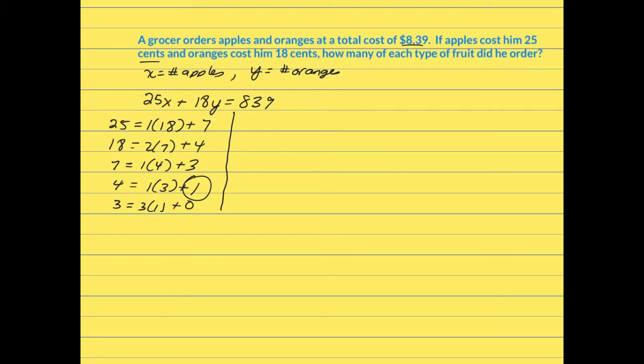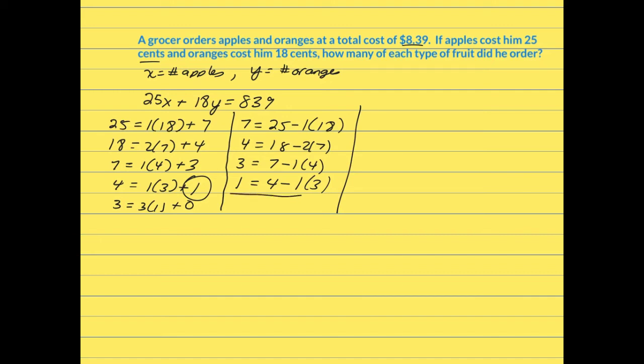Okay, next step, solve all those equations for the remainders. So 7 equals 25 minus 1 times 18. 4 equals 18 minus 2 times 7. 3 equals 7 minus 1 times 4. And 1 equals 4 minus 1 times 3. Now we'll use the extended Euclidean algorithm to get a linear combination of 25 and 18 equaling the GCD.